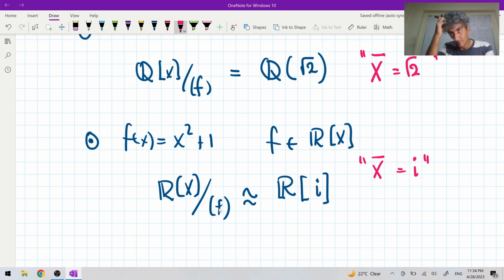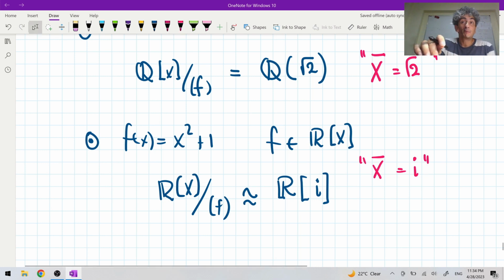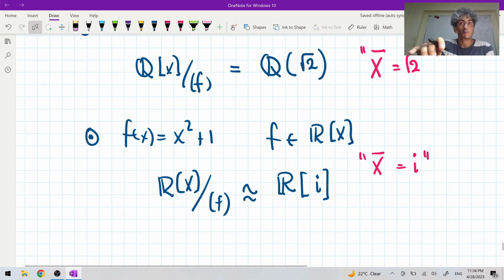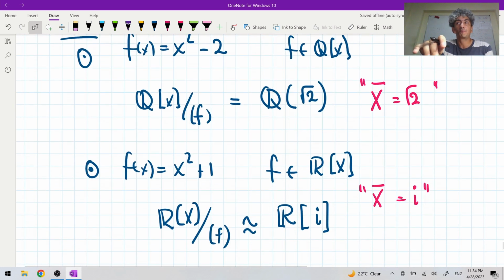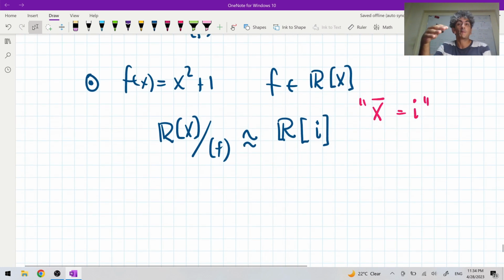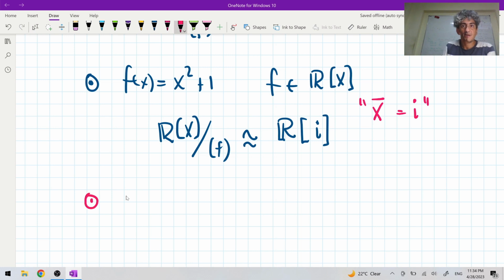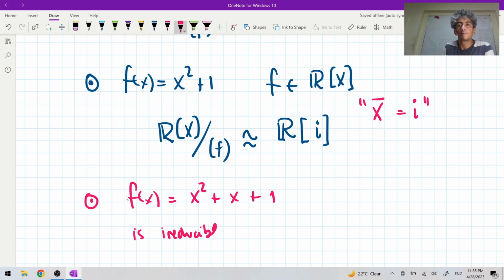Okay, this can also be done with finite fields, and then we build fields that have more than a prime number of elements. Say, let's define f of x equals x squared plus x plus 1. Okay, so this polynomial is irreducible in Z_2 of x.